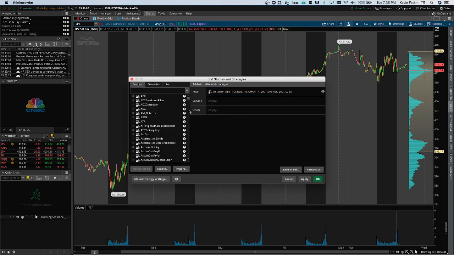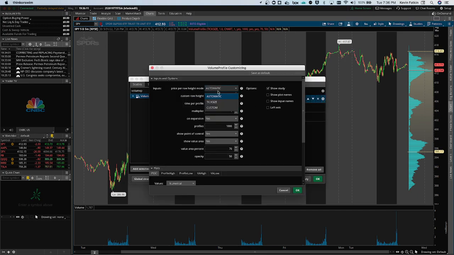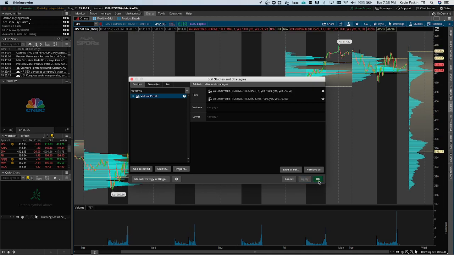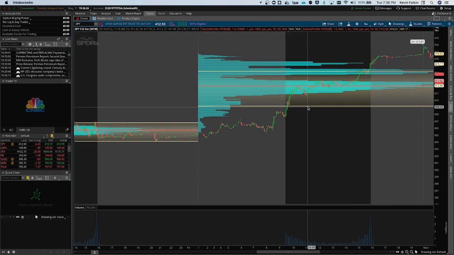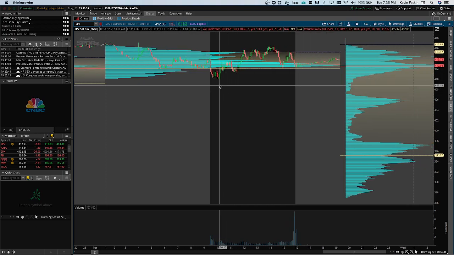And then you could actually just add another study here. So we just add a second volume profile. And this one, we can set it to tick size. We can set this one to day. On expansion, no. Show point of control, yes. Show value area, yes. Value area percent is 70. Apply that, and then boom, you have your same thing. So you have your visible range basically, and you have your day volume profile. That's the best way I've figured out how to do it within Thinkorswim. I don't typically use Thinkorswim, so there might be a better way out there, but I was just trying to do it for people that view my videos that do use Thinkorswim.